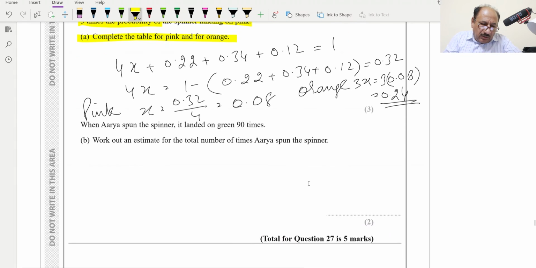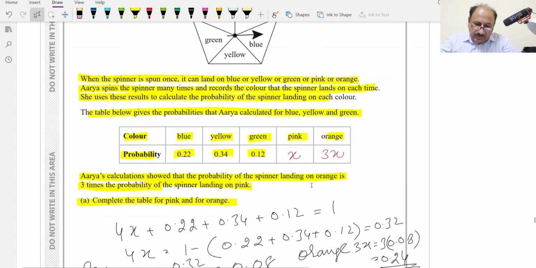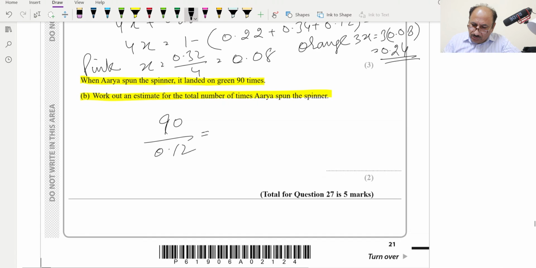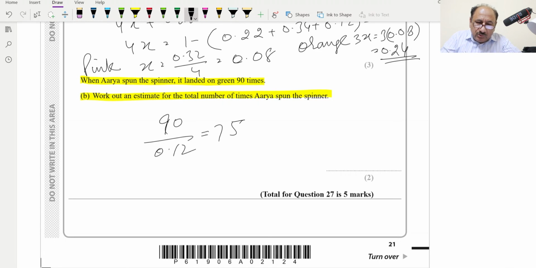When Arya spun the spinner, it landed on green 90 times. Work out the estimate for the total number of times Arya spun the spinner. So 90 times, and the probability is 0.12 for the green. So the total number of times the spinner is spun is equal to 750. So 750 times will be our answer for this.